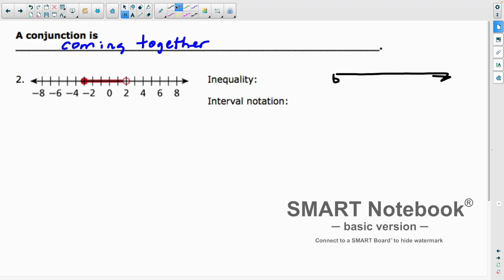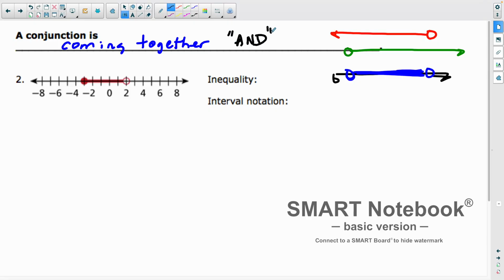We have an inequality that's going this way. We have another inequality that's going this way. And what we want is we want where they're coming together. So if I were to overlay the red and the green, it would make this in-between part right there. That would be my conjunction. All right? The key word here is the word and. So what numbers are on the red one and on the green one? It's where they come together. It's where they cross. So it would be all the numbers on the blue one that are shared on the red and the green.